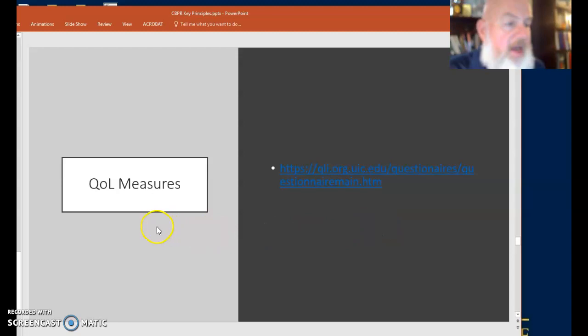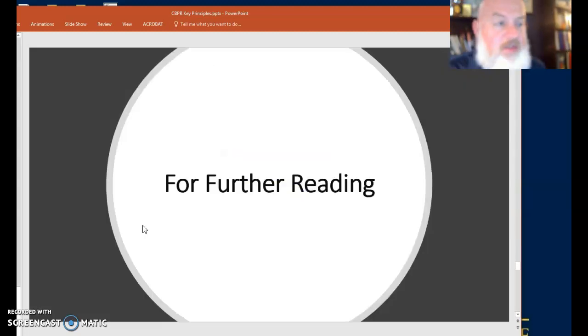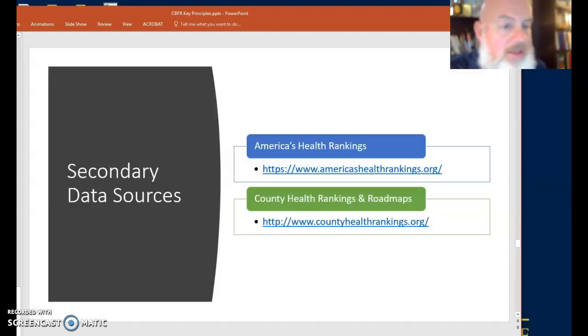Your secondary data, your quality of life measures, you can see this here. And then, of course, your secondary data sources. These are always important, and it's important that you find out as much about your community and your population before you actually begin to try to ascertain what they need. You can do that through health rankings. You can do that through county health rankings and roadmap.